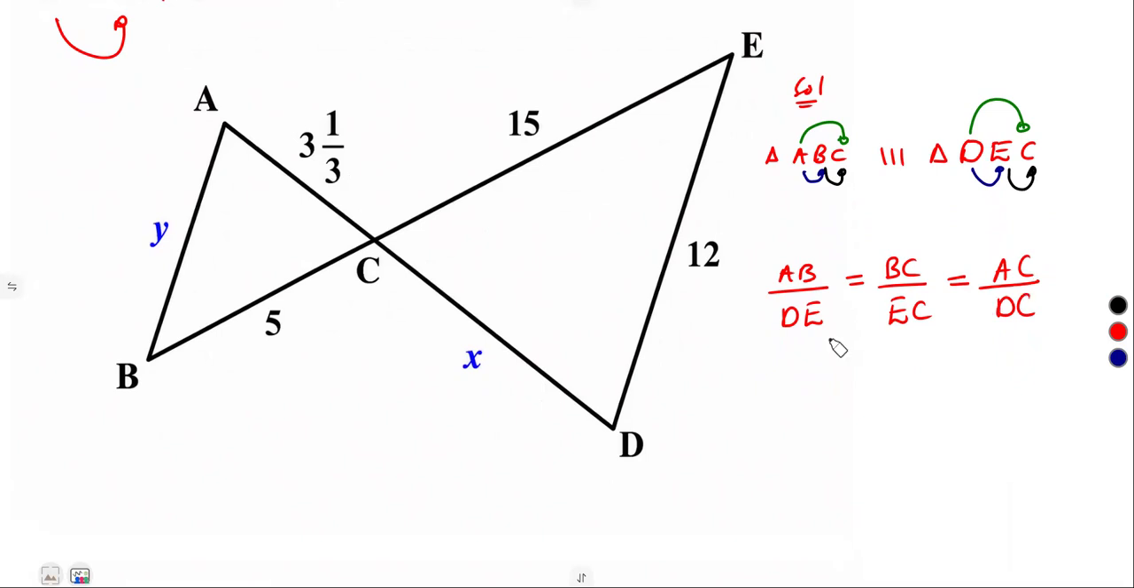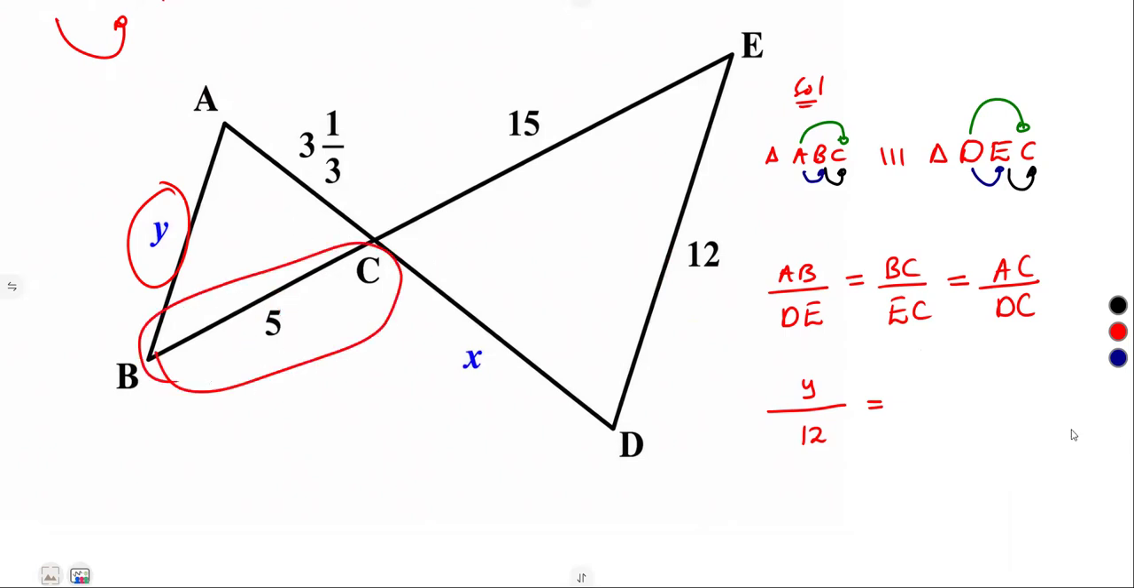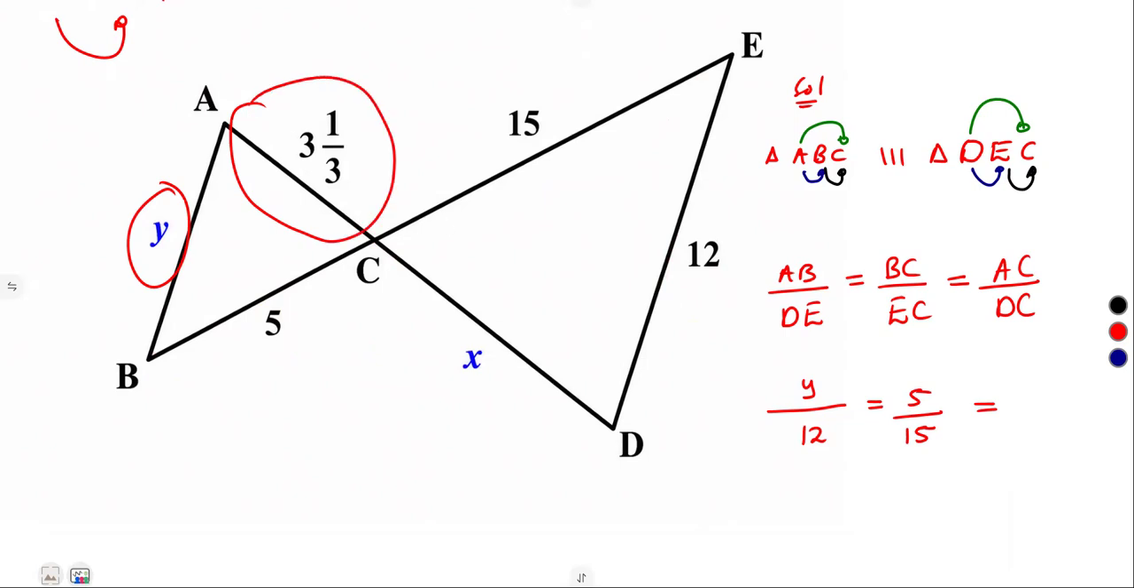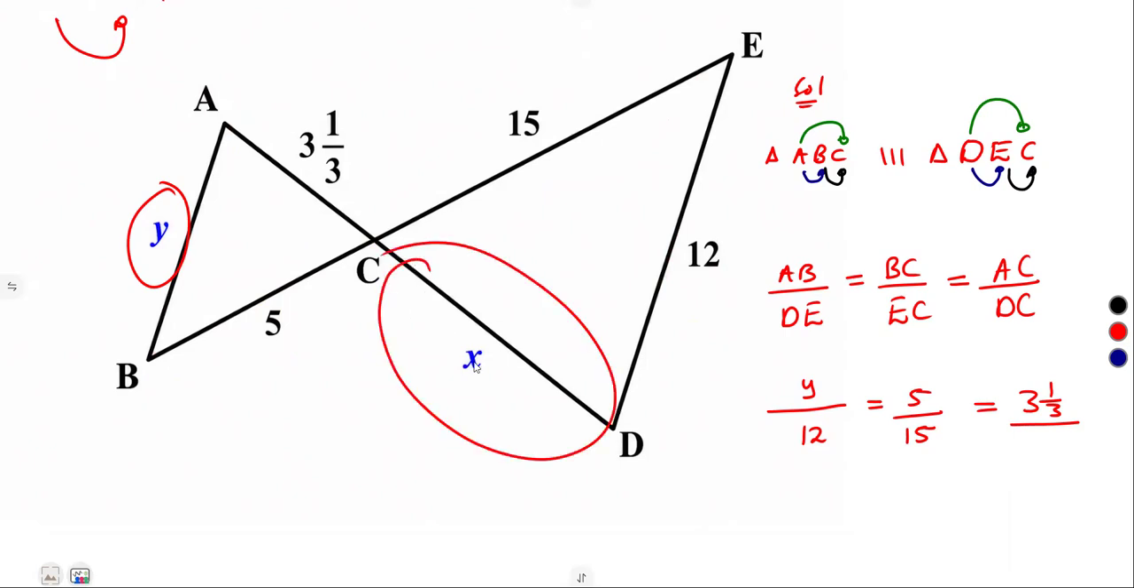So I'm going to form an equation from there. AB is what you're given, over DE, from D to E, that is 12. And this is equal to BC, from B to C, that is 5, over E to C, that is 15. This is equal to AC, from A to C, that is 3 1/3, over DC, from D to C, that is X.